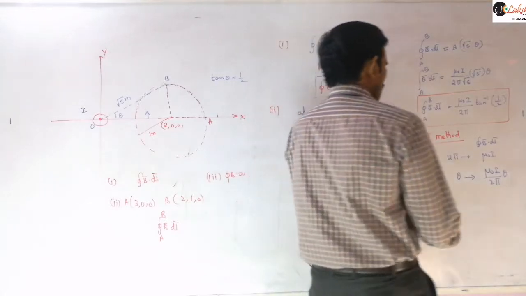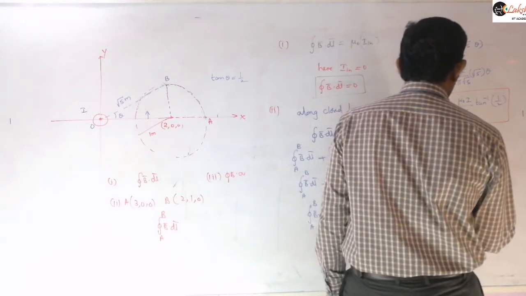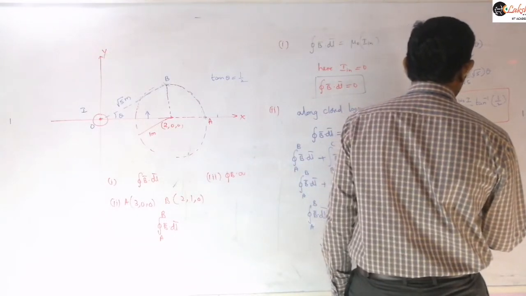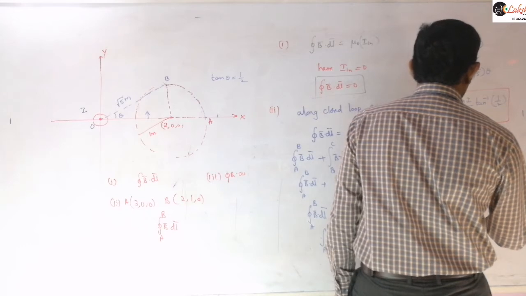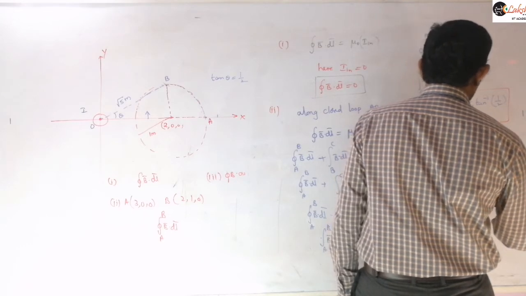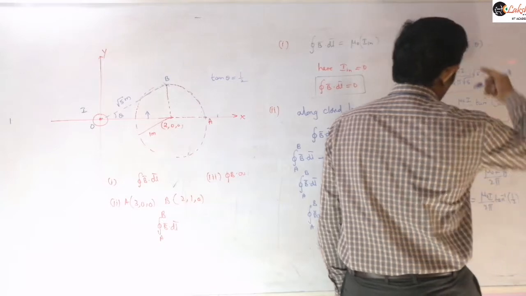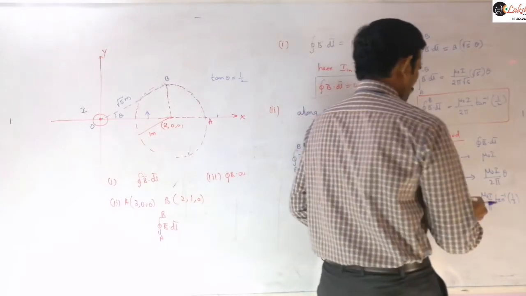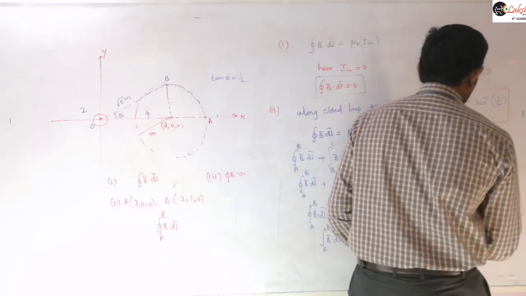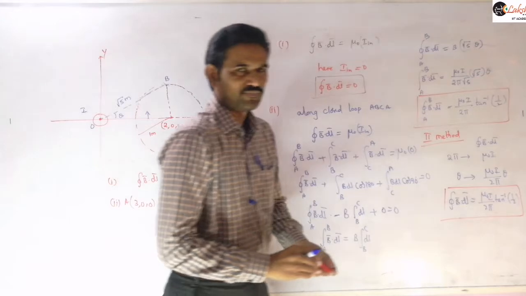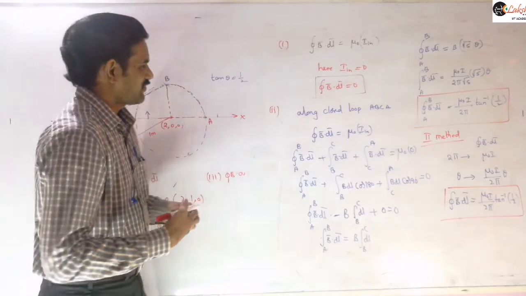Therefore this integral of B bar dot dl bar you can write as mu naught I by 2 pi into that theta value you can substitute. That theta value is nothing but tan inverse of 1 by 2, which we are getting finally here. So by using such a single step you can answer this. Is it clear?